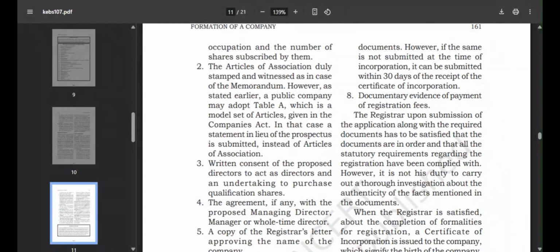So when registrar is satisfied about the completion of formalities for registration, a certificate of incorporation is issued to the company. This is also known as your birth certificate. Certificate of incorporation is known as the birth certificate of company. Why? Because from this certificate only a company gets its legal existence. So the certificate of incorporation may therefore be called the birth certificate of the company.